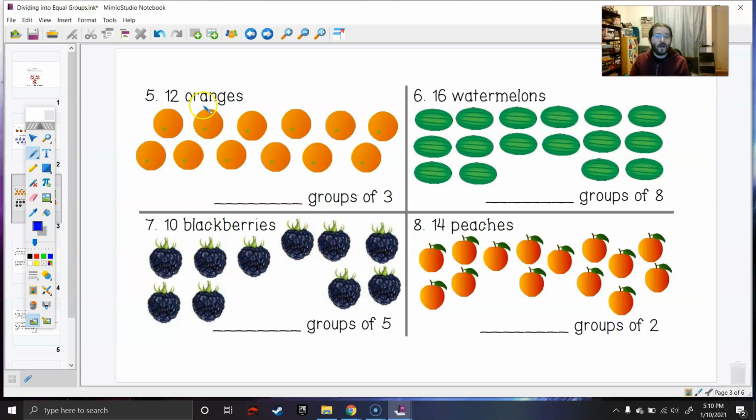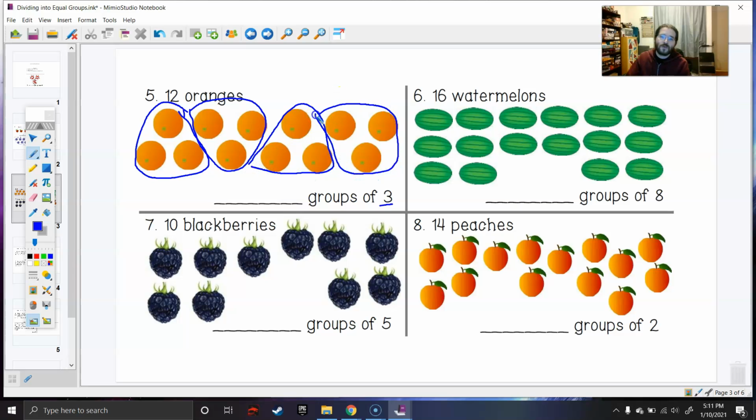We have 12 oranges. We're looking for how many groups of 3. So we have 1, 2, 3. That's 1 group. 1, 2, 3, that's 2 groups. 1, 2, 3, that's 3 groups. 1, 2, 3, that's our fourth group. So we have 4 groups of 3.